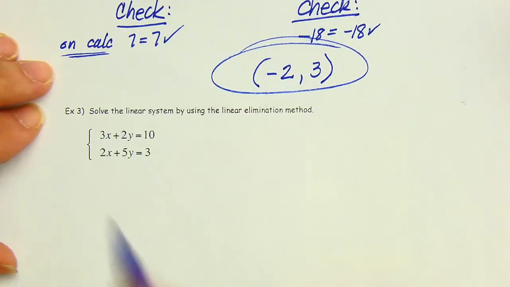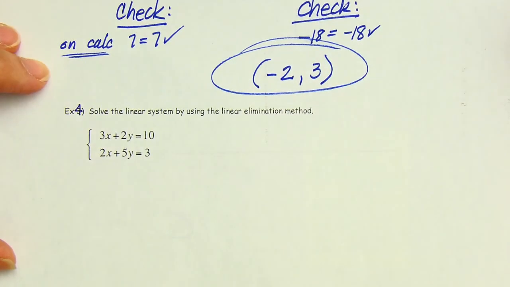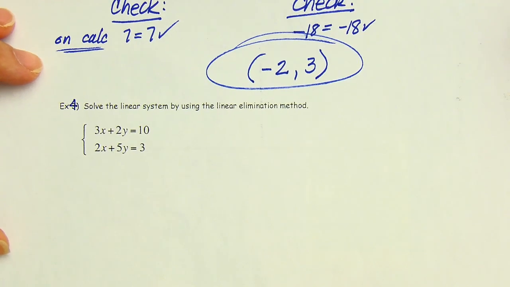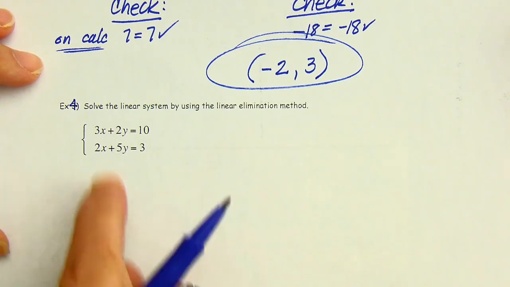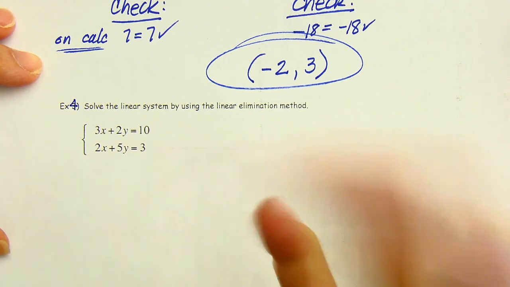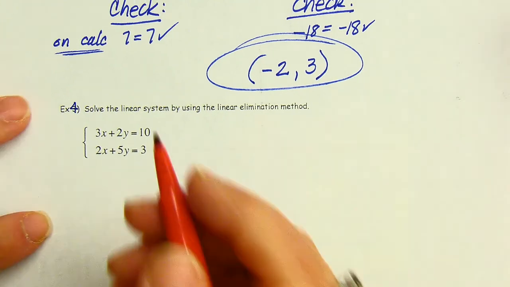All right, the last example, which is technically example 4, solve the linear system by using the linear elimination method. Well, I've got to create a pair of opposites. I think this time I'm going to try to make the x's opposites. Notice that all of the signs are positive. So I'm going to have to multiply by a negative somewhere to get a positive and a negative thing going on.